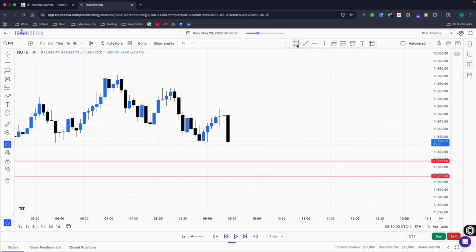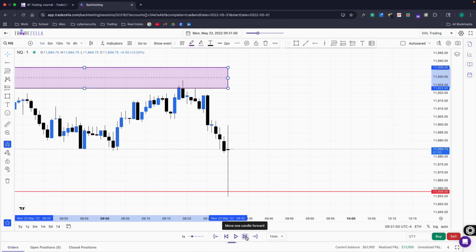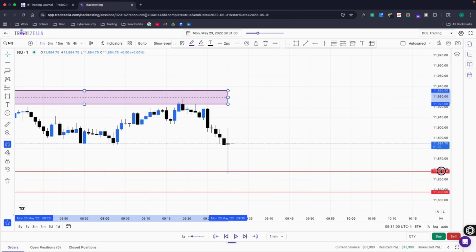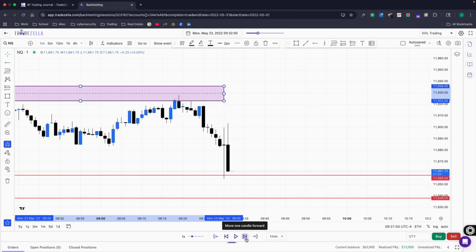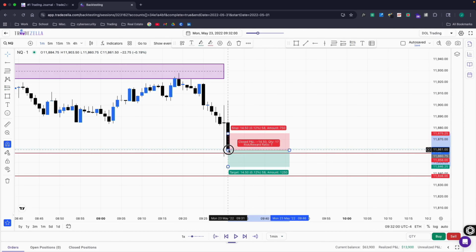On the 5-minute though, we tapped into this one, and we're currently displacing lower out of it. So let's see what they give us. Oh, nice. That's a beautiful candle. That is so beautiful. We tap into this gap. Do we maybe trade lower into this? Let's see what the RR would be.